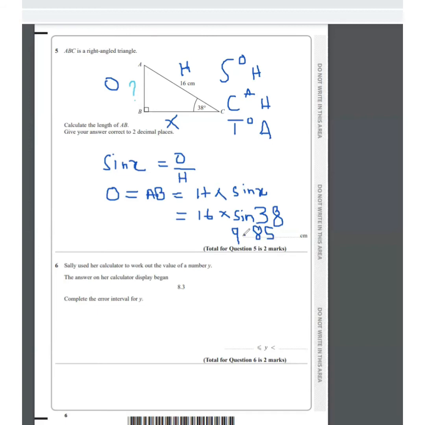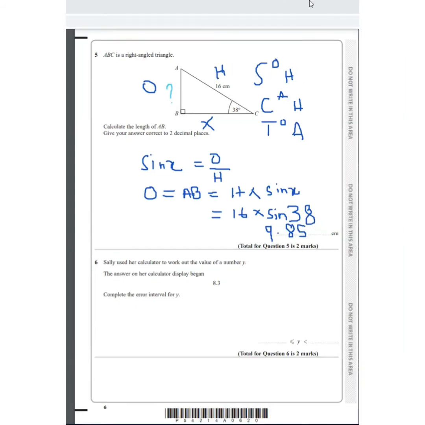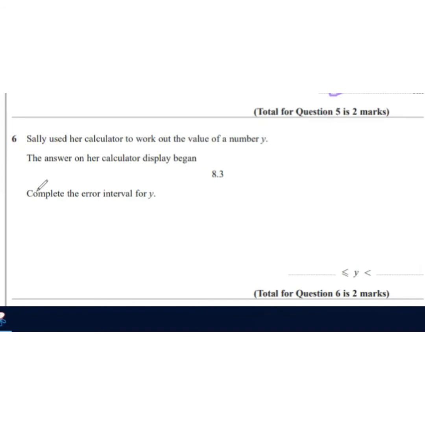Let's move on to question number 6. Sally used her calculator to work out the value of a number y. The answer on her calculator displays began 8.3. And they want us to complete the error interval for y. So don't forget, that's her calculator display. So that will be the smallest value of the error interval of y. So 8.3 is the smaller number.